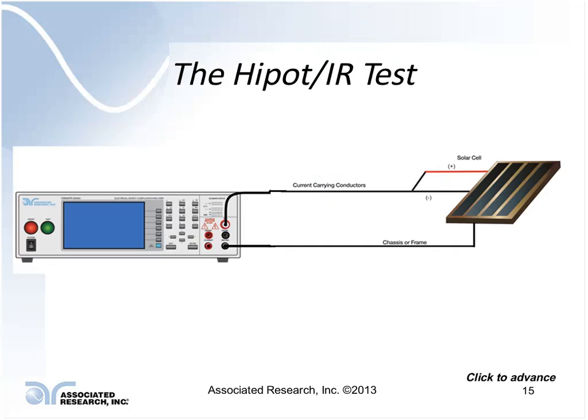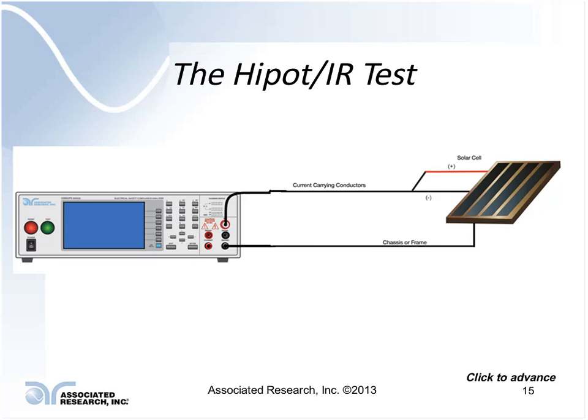So this is essentially what's happening for the Hipot insulation resistance test. As I mentioned, you can see on the left-hand side, we have our current carrying conductors, and for a solar cell, it's usually a plus and minus. We're dealing with, usually these are DC. There are some AC out there, but I use the DC example because it's much more common. We have our plus and minus terminals on our solar cell shorted to high voltage. And then as you can see, we have our black return wire on the chassis or the frame.